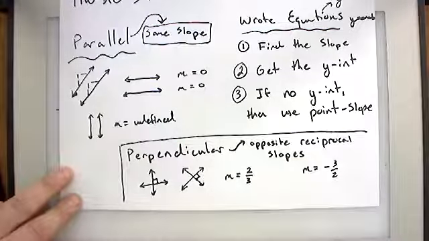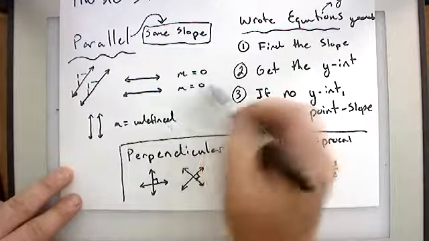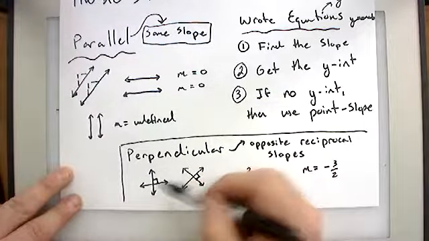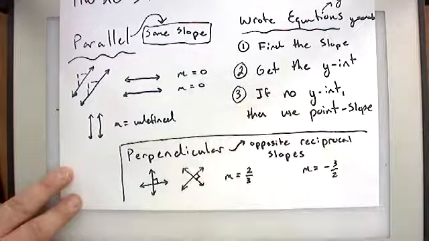That's what perpendicular means. The slopes are opposite, completely backwards from each other, right? Technically, 0 and undefined are opposites. So when you have a vertical line, it's undefined. When you have a horizontal line, it's 0, and those are technically opposites, just FYI.